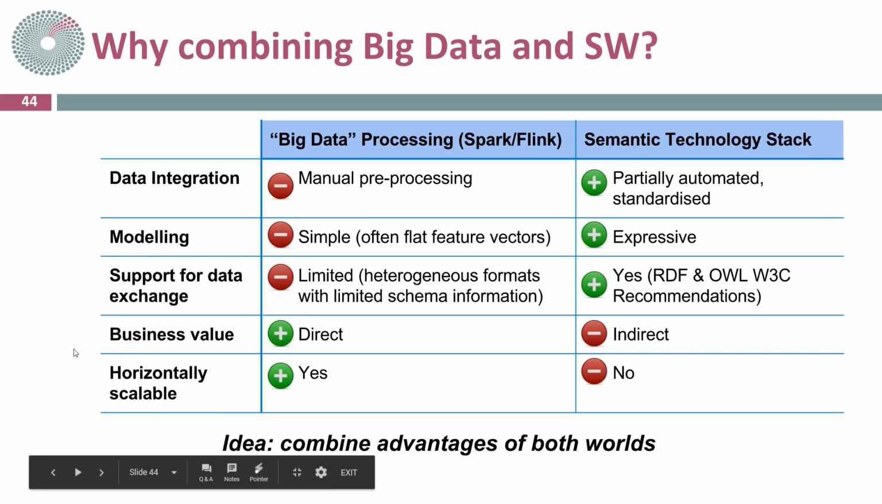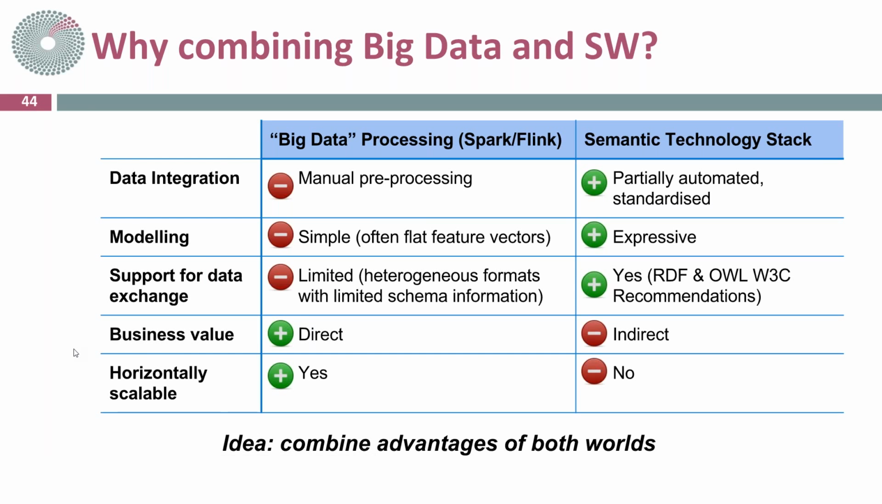So in the left column, you see the big data processing world, in particular Spark and Flink. And in the right column, you see advantages and disadvantages of the semantic technologies stack. What you can essentially see there, to keep it brief, is that semantic technologies are very suitable for modeling knowledge graphs, for integrating them, for exchanging and publishing data. So that's what they've been made for. And those tasks are at the same time very difficult in Spark and Flink.